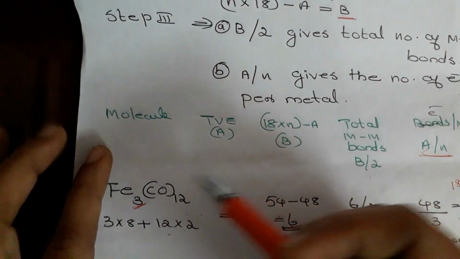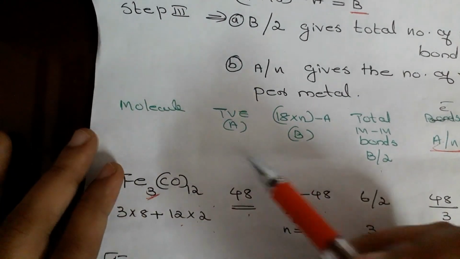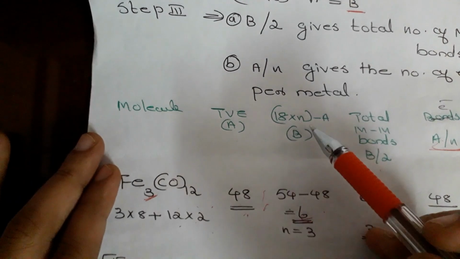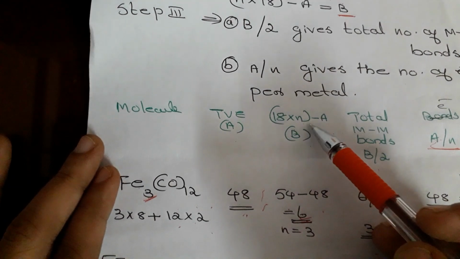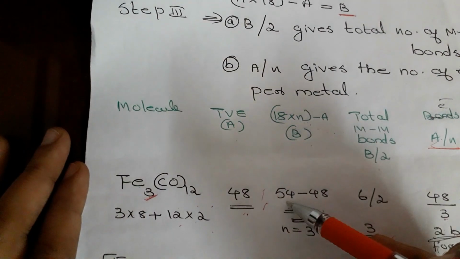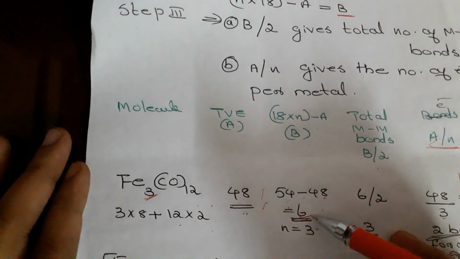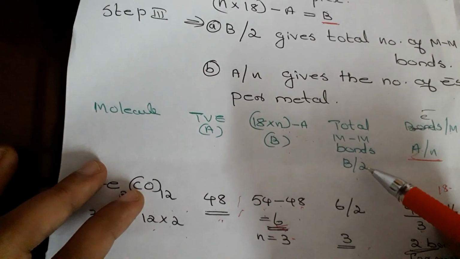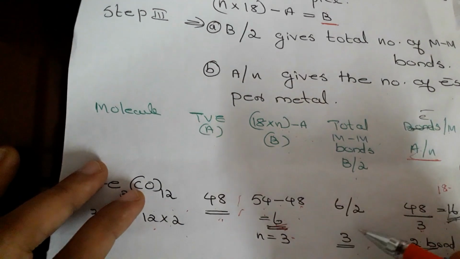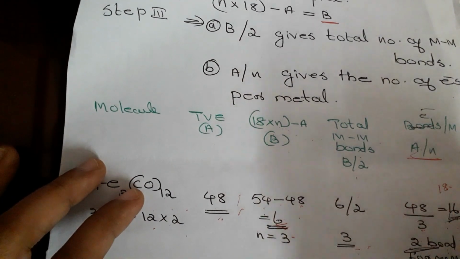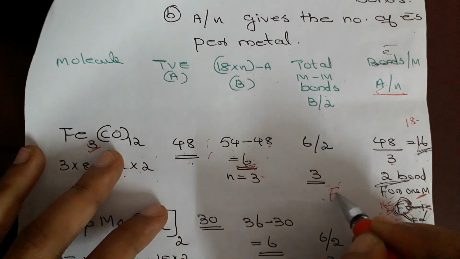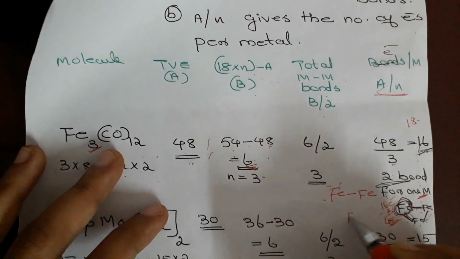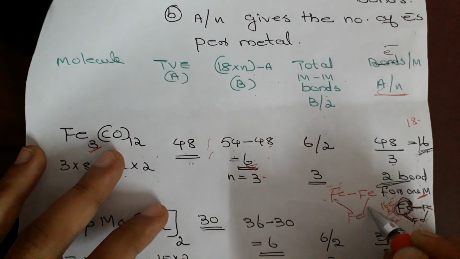Did you get this one? First you calculate total valence electrons according to the neutral atom method, so you get A as 48. Then for getting B, 18 into n minus A, where n is the number of metal atoms, here 3, so 54 minus 48 is 6. That is B. Then the total number of metal bonds is B by 2, 6 by 2, that is 3. Here you see 1, 2, 3, three metal bonds.